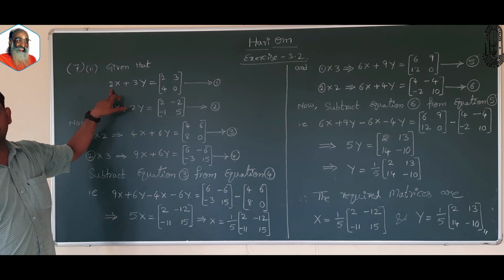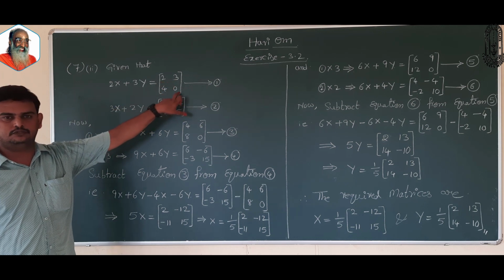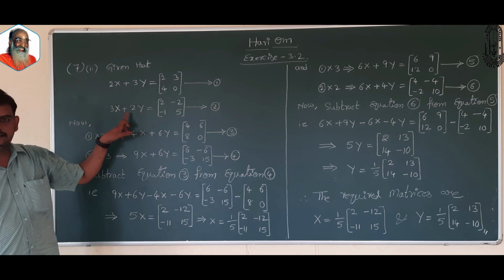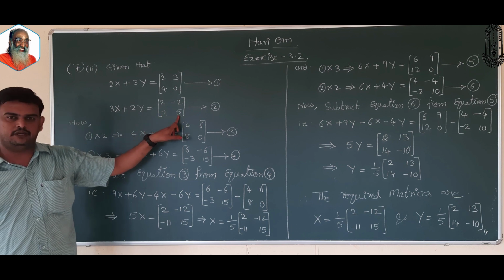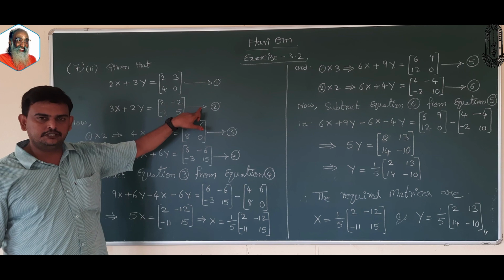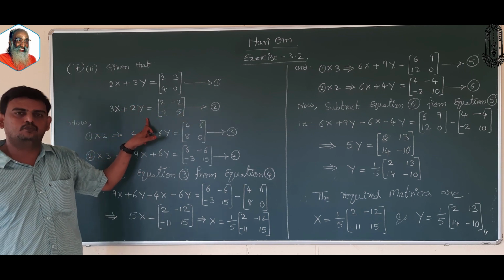The first condition is 2X plus 3Y is equal to the matrix [2, 3; 4, 0]. And the second condition is 3X plus 2Y is equal to the matrix [2, -2; -1, 5]. Now, using these two conditions, we need to find the matrix X and the matrix Y.